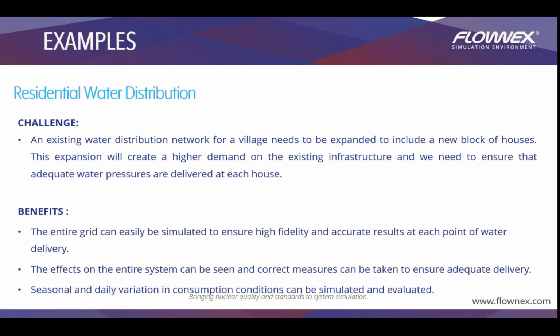So the current challenge that was existing was that an existing water distribution network for a village needed to be expanded. So we needed to increase the water distribution network for a village to include a new block of houses. They were building a new residential settlement next to the one that exists, and it required an expansion of the water distribution network in the place as well. So the expansion created a high demand on the existing infrastructure, and we needed to ensure that the water pressures are delivered at each house.